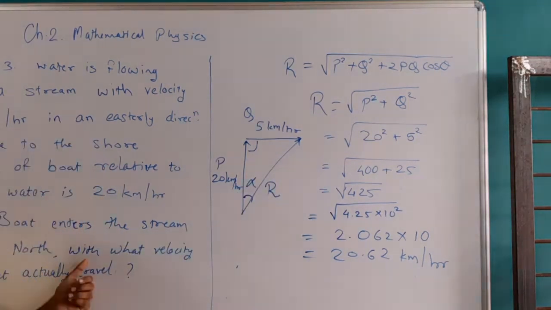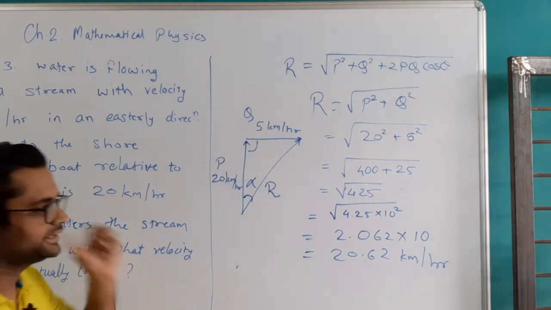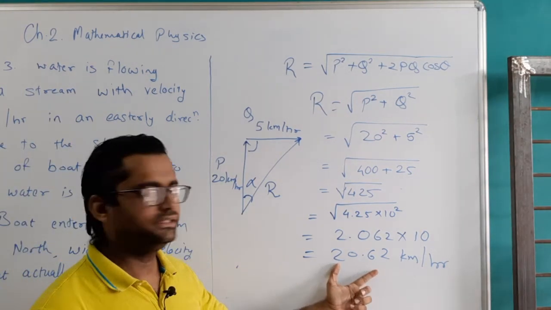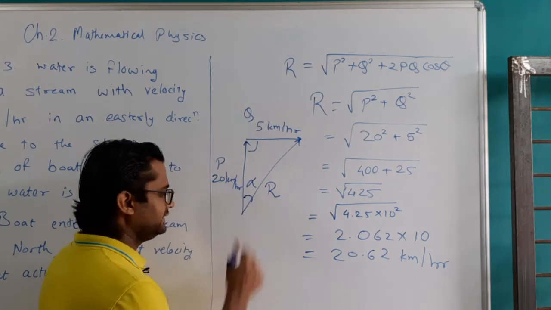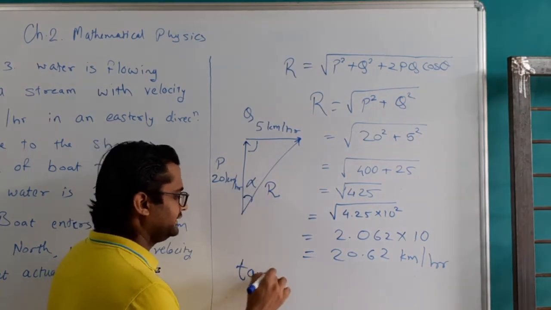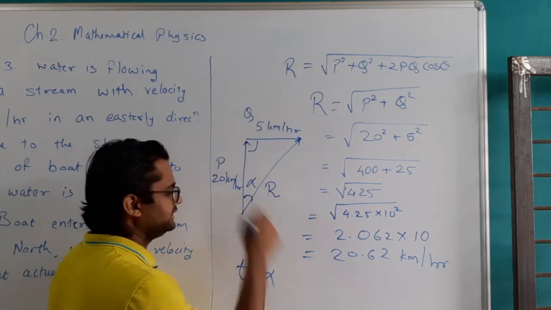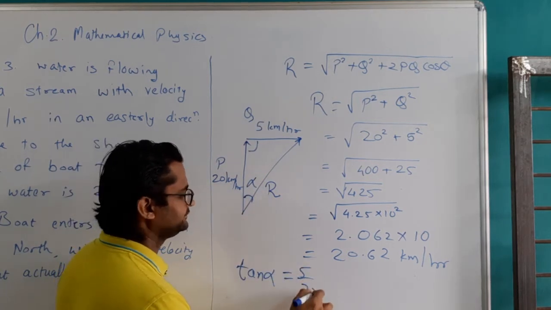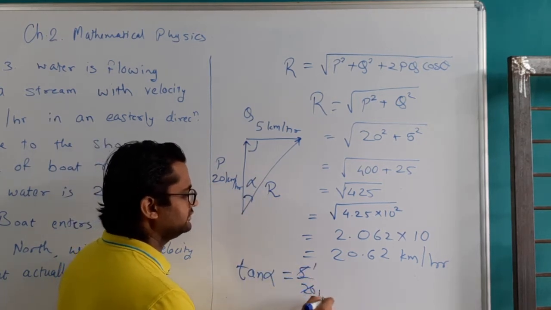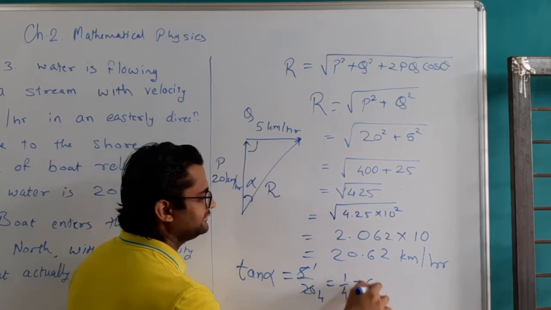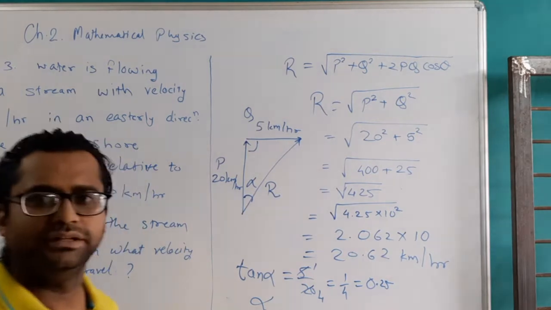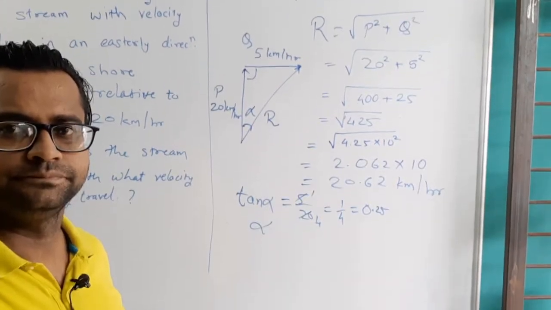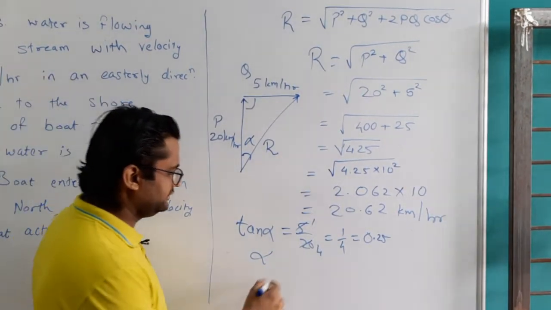Now in the question we have to find the velocity. We have found the magnitude of velocity. Now we want to find the direction of velocity, which is alpha. From this triangle we can say tan alpha is opposite upon adjacent, equal to 5 by 20, which is 1 by 4. And 1 by 4 is 0.25. So what will be the value of alpha then?